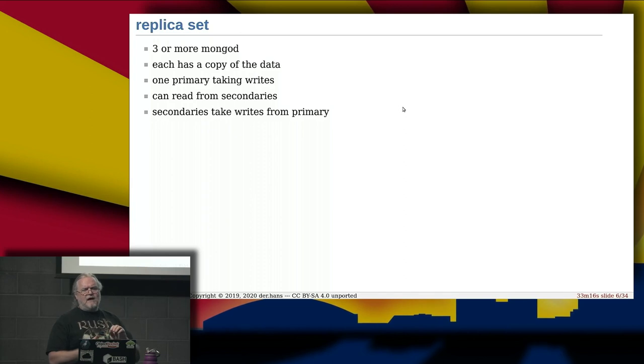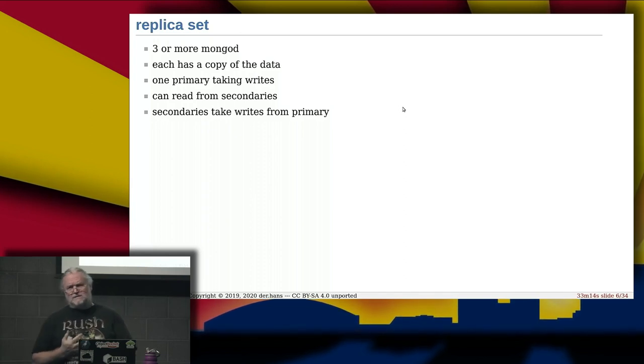Each has a copy of the data. One primary is taking the writes. But you can read from the secondaries depending on how you set up your queries. And then the secondaries take writes from the primary. Technically, one secondary can feed the other secondary, but we'll go for the basic.